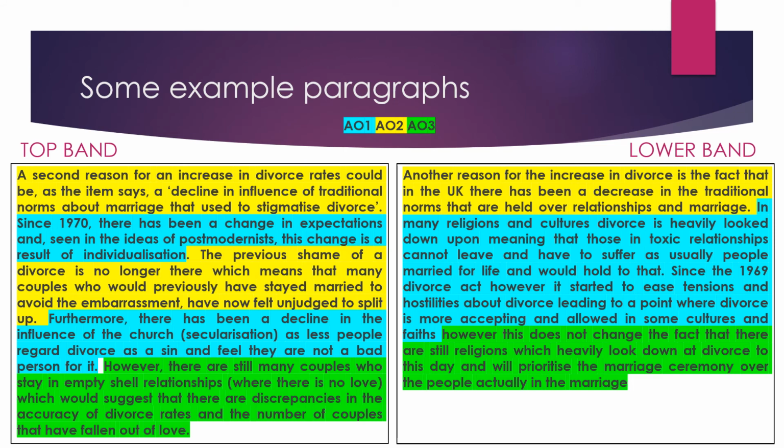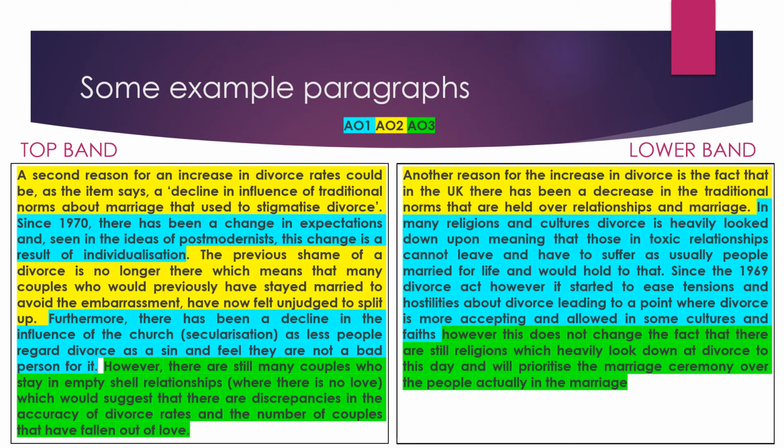And last but not least, it does have an evaluation. So it says that it does not change the fact that there are still religions which heavily look down on divorce and prioritize marriage. So it's a bit of a bolt-on. And that could be extended to say, we take a very Christocentric view, so the UK looks at divorce from this Christian view, that secularization has happened because of Christianity going down. But this is a European phenomenon, with other countries around the world. But again, because we're looking at the UK, it needs a bit more clarity in what it's actually saying.